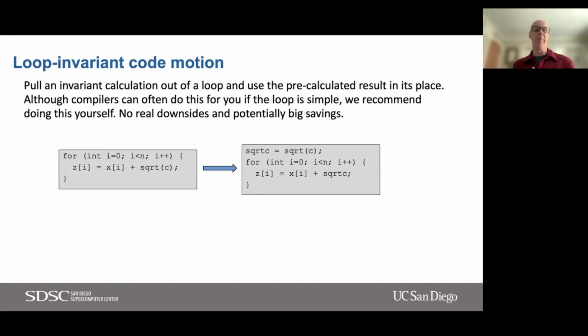So we're going to start here with a really straightforward example. Let's say that I'm looping over the elements of the array Z, and I'm assigning x sub i plus the square root of a constant. Square root operations are relatively expensive, and I'd rather not calculate the square root of that constant for every loop iteration. So I could take that calculation outside, assign the square root of c to a variable, let's call it sqrtc, and then use that inside the loop. There are no downsides to doing this, and potentially big savings.